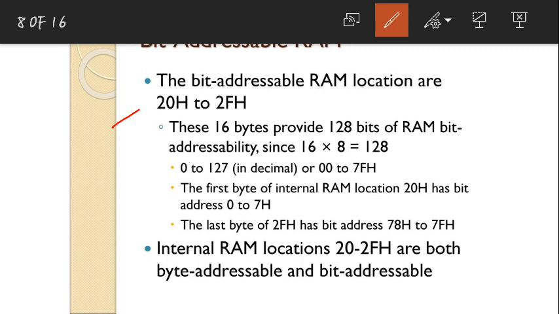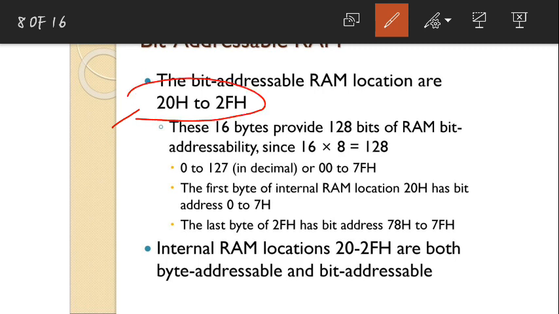If you have any doubts, just go to the previous videos. I have already discussed the memory organization of the 8051. In that I clearly mentioned what the bit addressable, general purpose, and bank register memory are. Internal RAM is divided into 3 parts. Between them, one is bit addressable memory, from 20H to 2FH. In this 20H to 2FH you have a total of 16 bytes. These 16 bytes provide 128 bits, because each byte has 8 bits. So 16 times 8 equals a total of 128 bits.